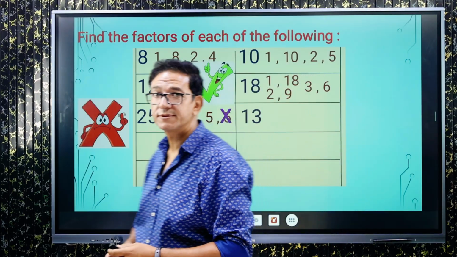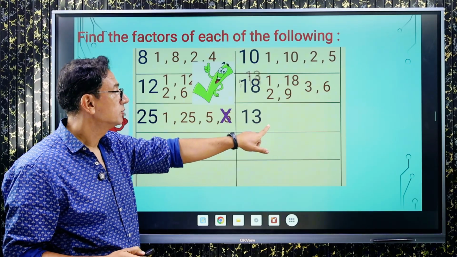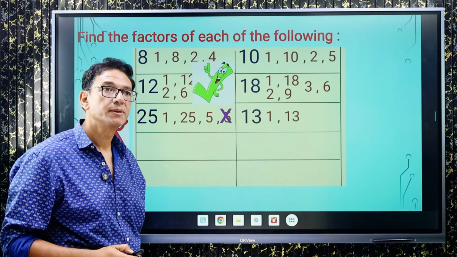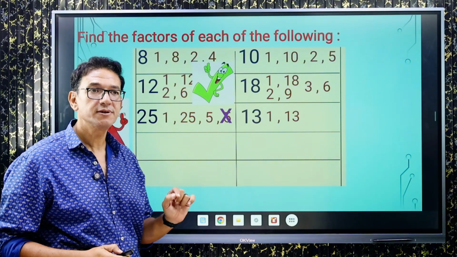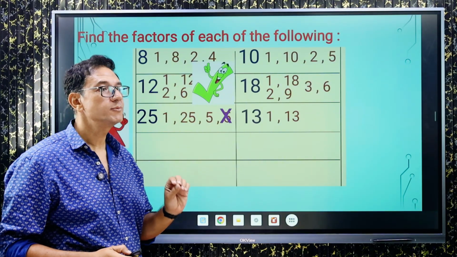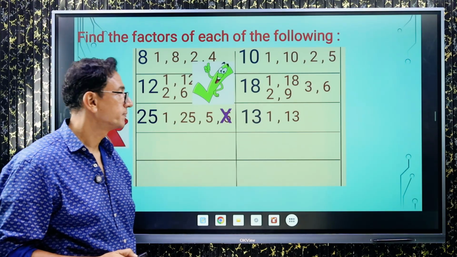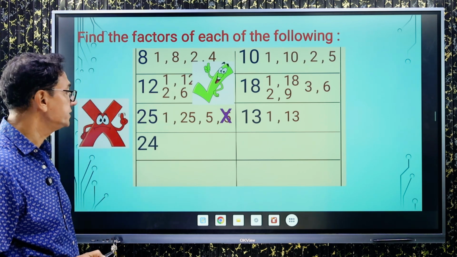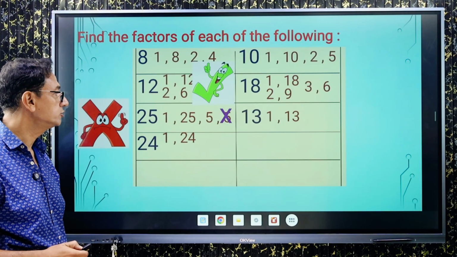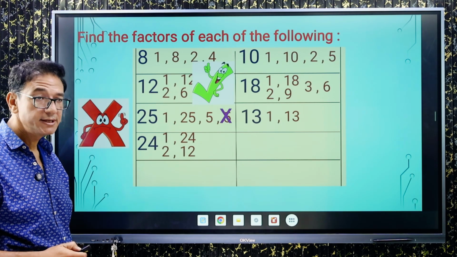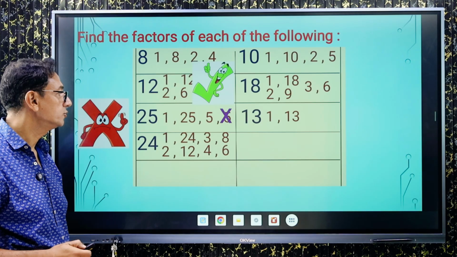13. What times what gives 13? Yes. 1 times 13. What else gives 13? 2. There is nothing times 2 gives 13. So the timetable is very important. So try to remember the timetable. Nothing gives 13. So only 1 and 13. 24. 1 times 24, 2 times 12, 3 times 8, and 4 and 6.